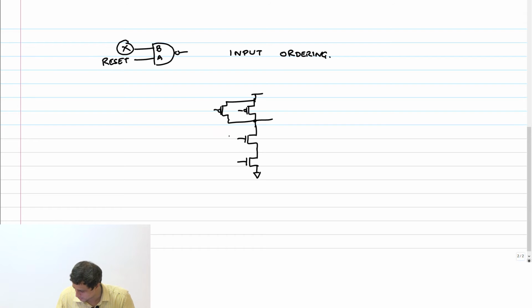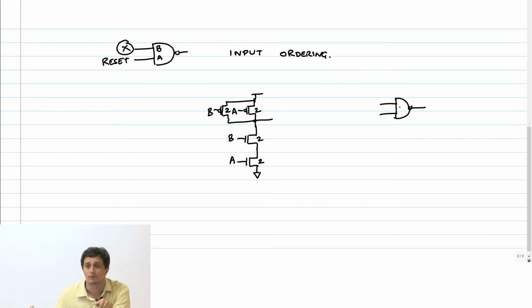So we said this was B, A, B. Of course, it doesn't matter. The original sizes that we have are 2, 2, 2 and 2. Now, let's assume that this NAND gate is sitting in a path somewhere. I have this A and B signal here driving something else. I have another inverter here, let's say.